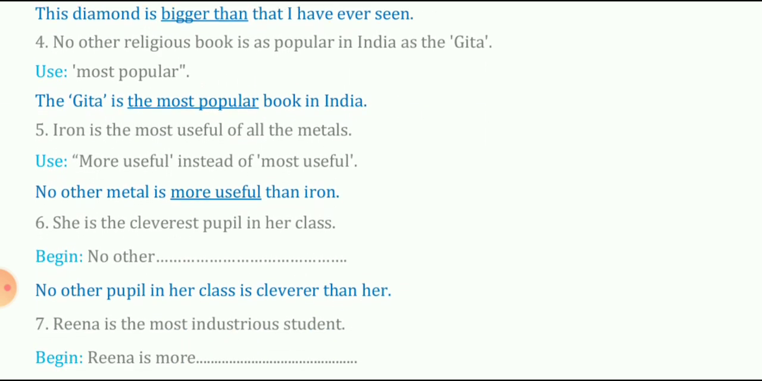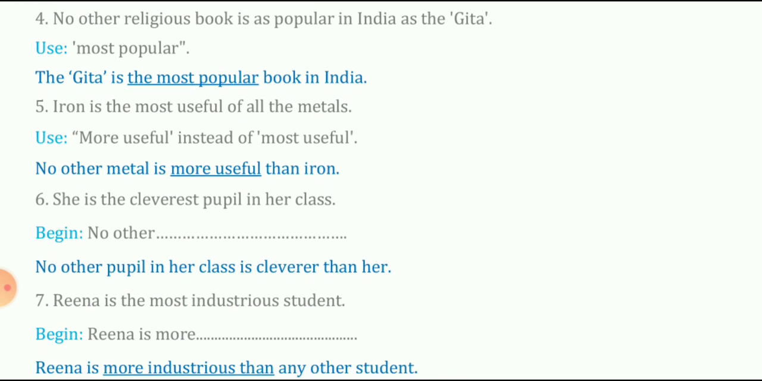No other religious book is as popular in India as the Gita. We are to use most popular, means superlative degree. The Gita is the most popular book in India. Iron is the most useful of all the metals. We are to use more useful, means comparative degree. No other metal is more useful than iron.